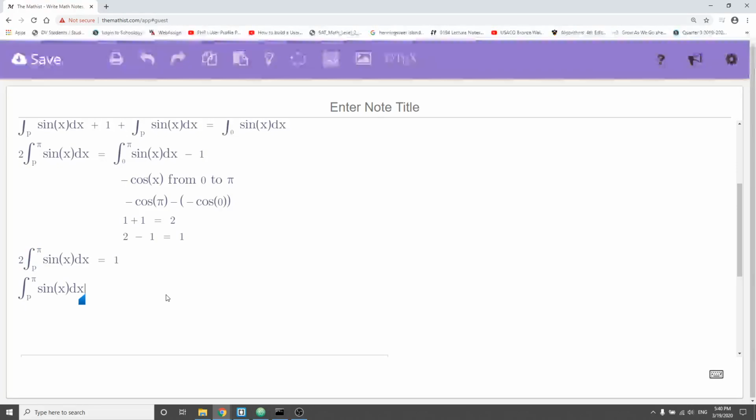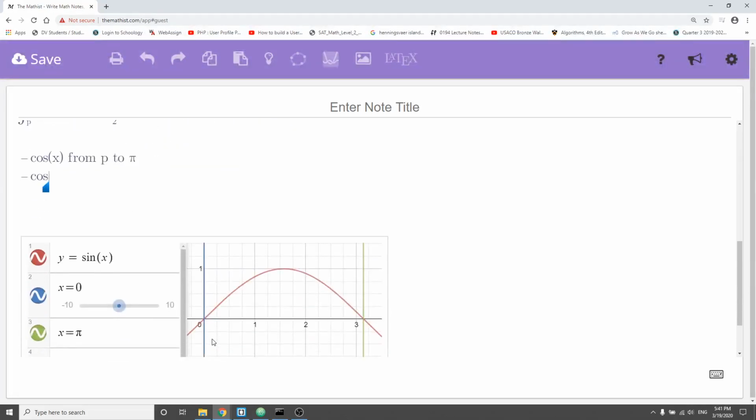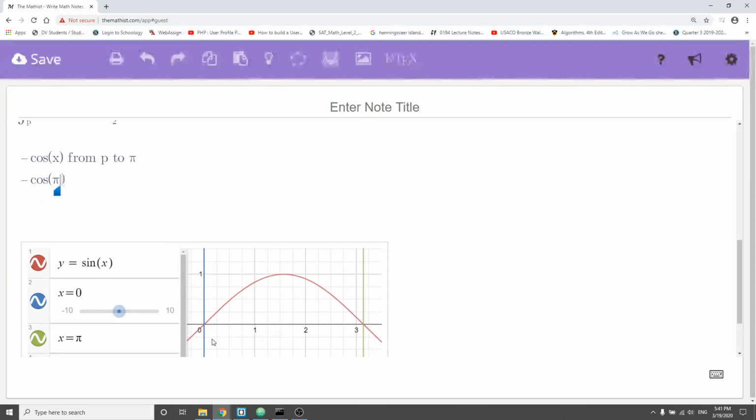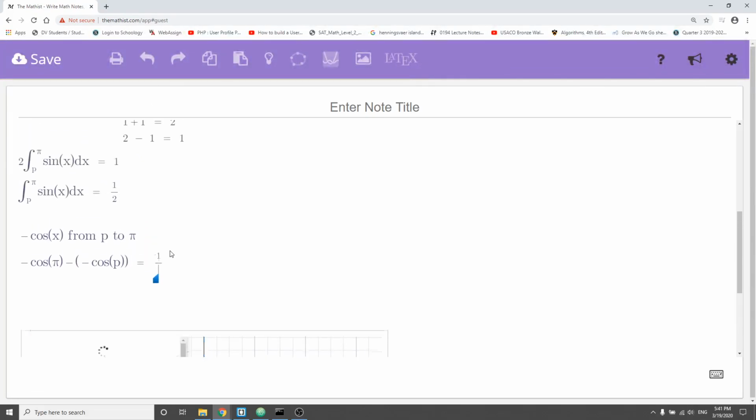the integral of sine of x dx from p to pi equals 1/2. And now we can just do the integral of this part, but instead of plugging in a number, we would just plug in p, right? So we already did the integral of this above here, so we know that the integral is negative cosine of x, but this time instead of from 0 to pi, it's going to be from p to pi, right? So if we plug it in like we did before, negative cosine of pi minus negative cosine of p. And this, as we showed up here, equals 1/2.